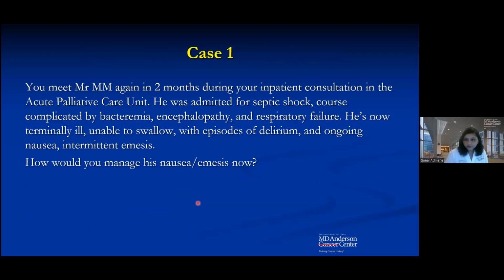Continuing with his case, you see him again in a couple of months when you're the attending physician on the inpatient palliative care unit, where now he's at end of life. He is admitted to the acute palliative care unit. He is terminally ill, not able to swallow. He has episodes of agitated delirium and still ongoing nausea and emesis. So how would you manage his nausea and emesis now, and what would be your medications of choice?